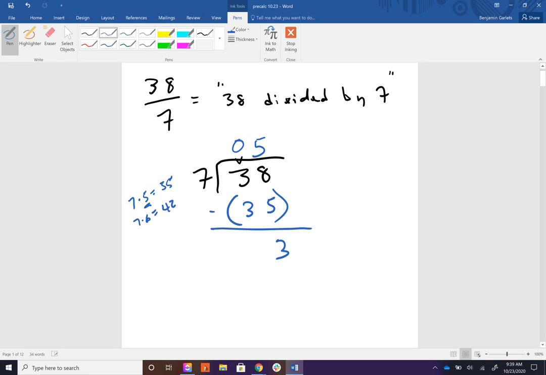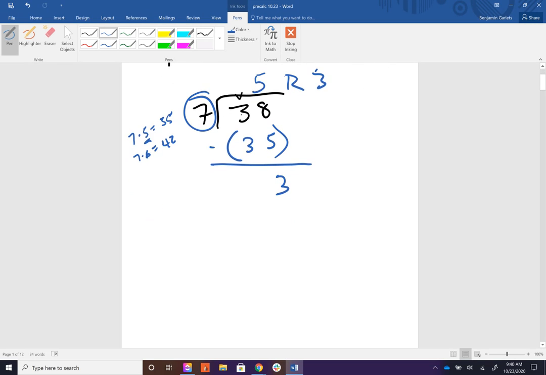So you might remember something like this as a kid where you wrote 5R3, where that R means remainder. But as experienced mathematicians, we know that this 3 is out of a 7 here because 38 is being divided by 7. So what's happening up here is 38 over 7. We are splitting that into 35 over 7 plus 3 over 7, right? So 35 plus 3 gives us 38.